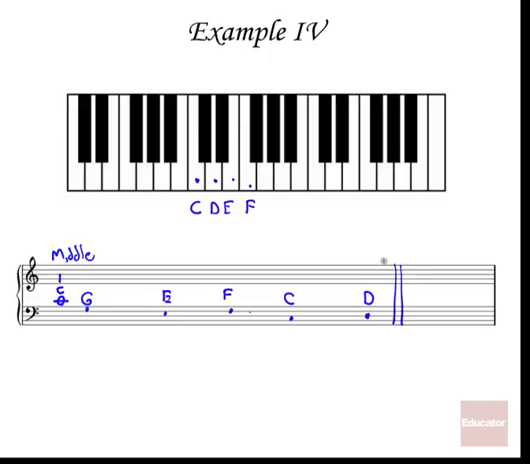And so those are the two quick ways to get started learning note names on the staff. And don't forget to apply these to ledger lines as well.